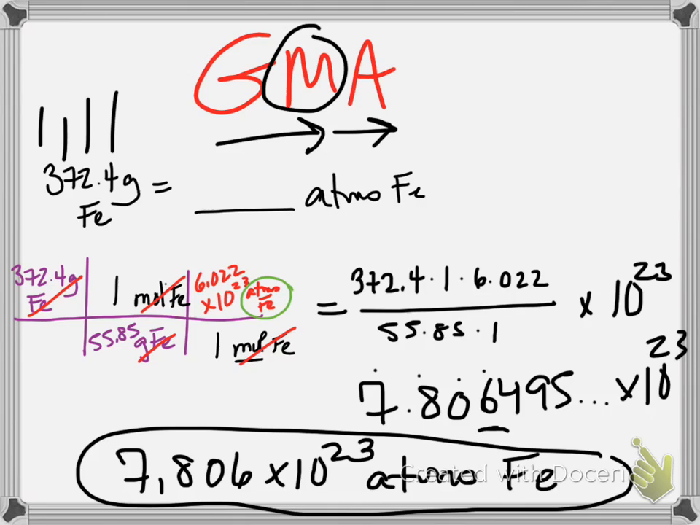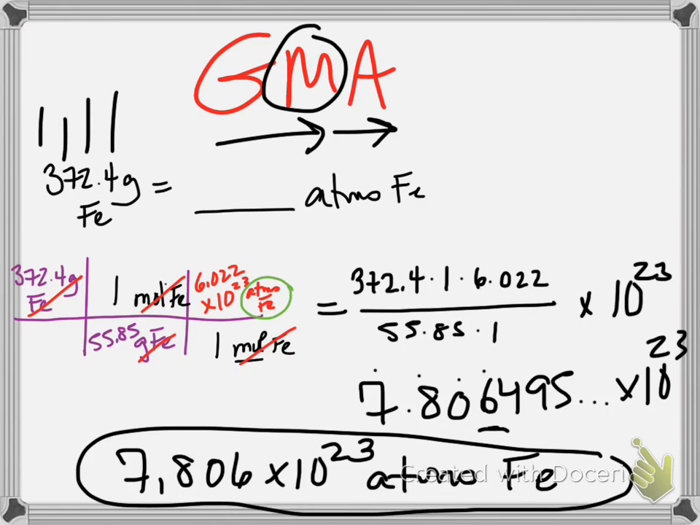Oh, I screwed something up? Oh, I see why. Hold on, I screwed up. My calculator wasn't awake, and instead of 372, it didn't take the 3, so it's just 72.4. That'll give you a different number. I'd like to say that I just make mistakes to keep you on your toes, but that would be a lie. Okay, 372.